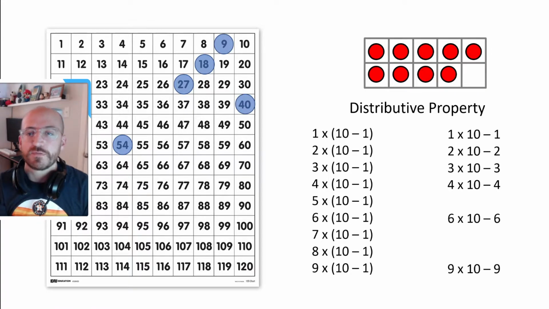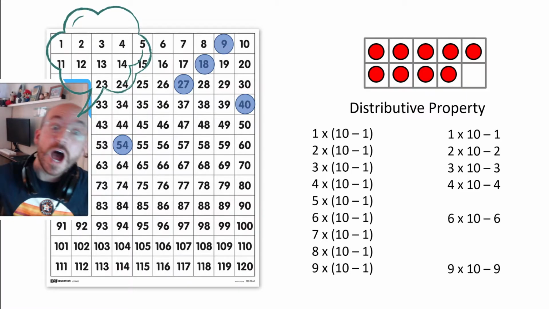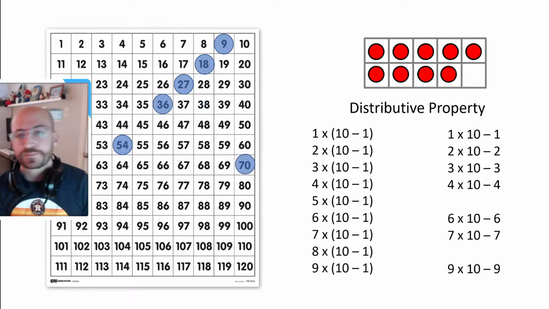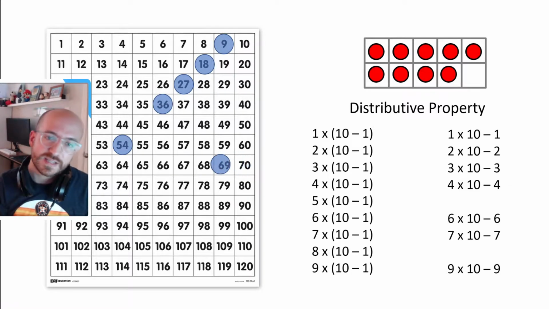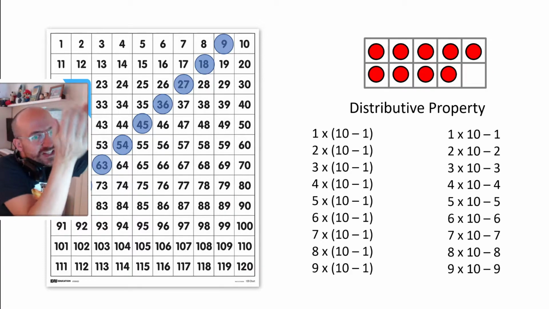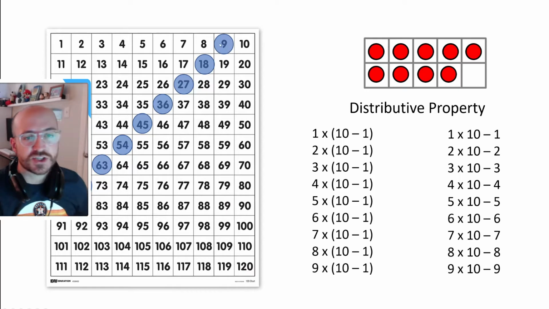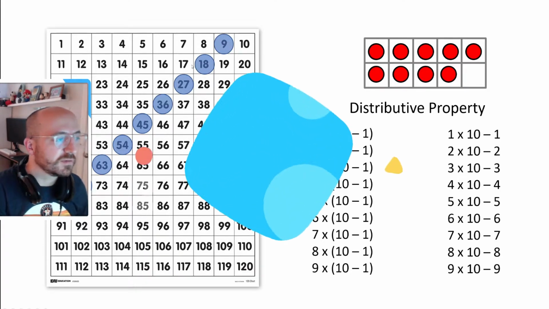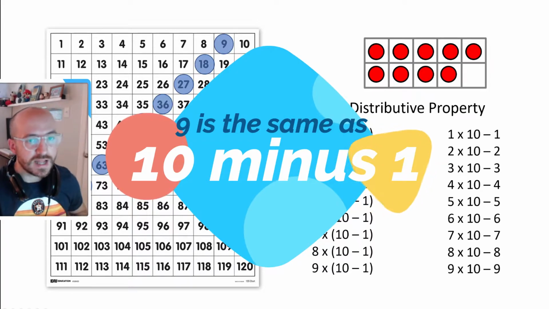How could we solve 4 times 9? Well, that's 4 times 10 minus 4. 7 times 9 would be 7 times 10 minus 7. And now you're starting to see this pattern continue in the hundreds chart, because we add 10 by going down a row and then move 1 over, because 9 is 10 minus 1, 10 minus 1, 10 minus 1.